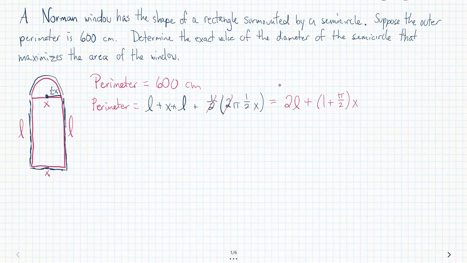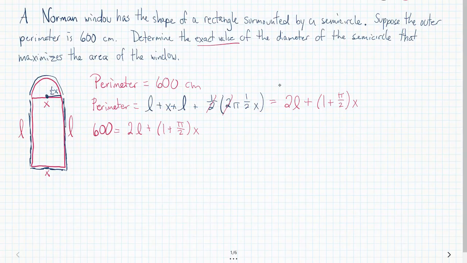Okay, so we have our perimeter equation, and we can plug in the 600: 600 equals 2L plus 1 plus pi over 2 times x. And so from here, let's think of what we want to do. We want to determine the exact value, so no approximations with decimals or anything like that, of the diameter. This is what we labeled to be x. You could have labeled it d or whatever the case may be, it works out all the same. That maximizes the area of the window.